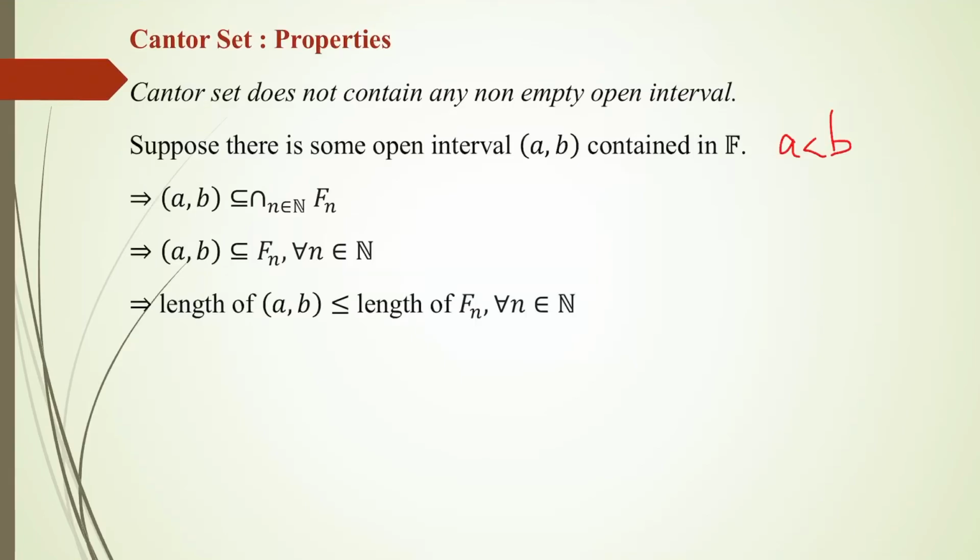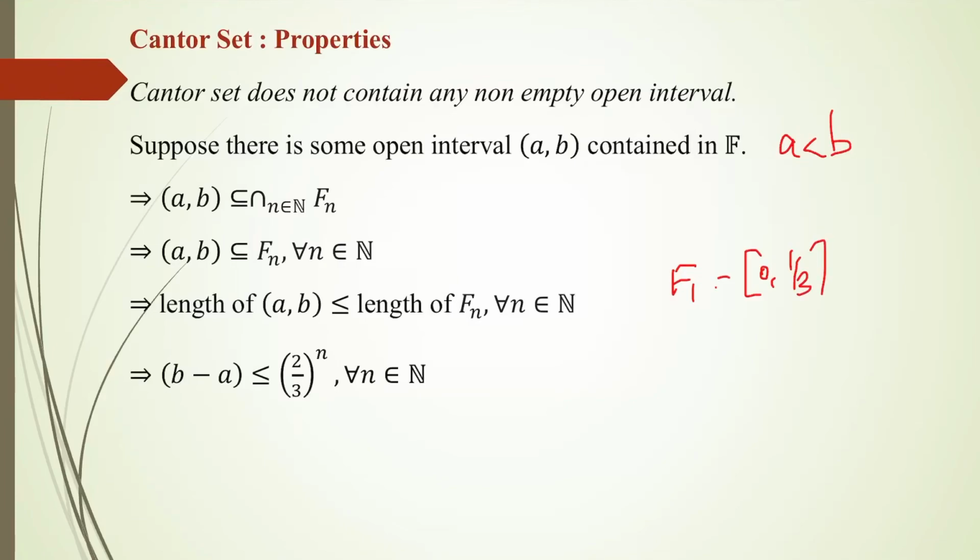So we can say that the length of (A, B) is nothing but B minus A, and the length of Fn is 2 by 3 power n, because F1 is [0, 1 by 3] union [2 by 3, 1]. So its length is 2 by 3. And in the next stage we will have 4 intervals. For F2 we have 4 intervals, each of them having length 1 by 9. So 4 times 1 by 9, 4 by 9, so 2 by 3 square, and so on. So the length of Fn is 2 by 3 power n.